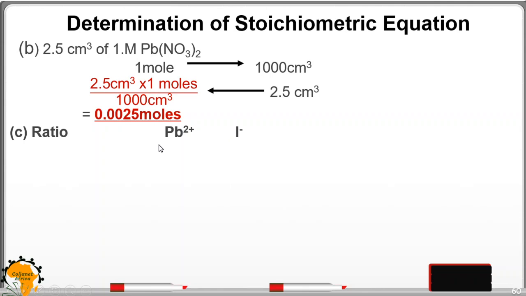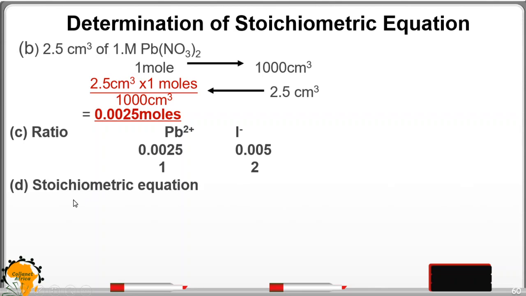So for the ratio of lead and iodide, we have calculated the moles separately. So let us compare now the moles. For lead, it is 0.0025, and for iodide it is 0.005 in part A. So here we are going to divide with the smallest value, like we were doing in empirical formula. So we divide by the smallest value, which is 0.0025, to get 1 and 2. Therefore, the stoichiometric equation will use the same values.